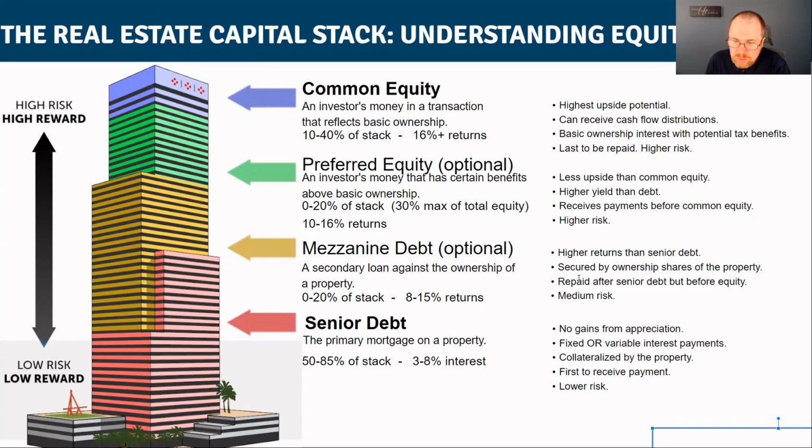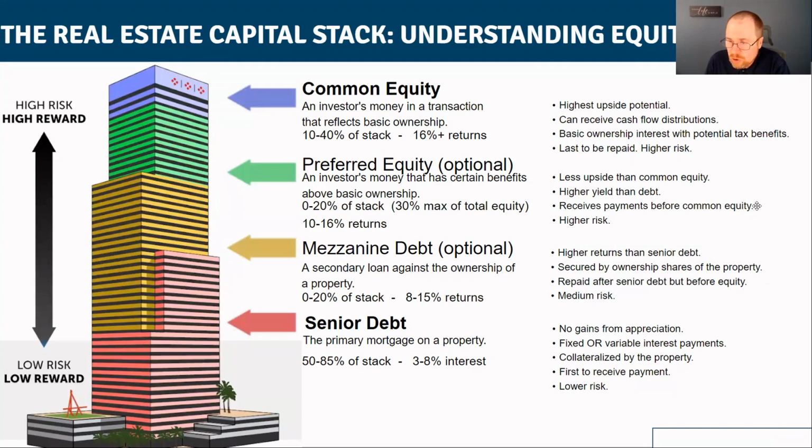So it's the same thing, mezzanine debt: higher returns than senior debt, secured by ownership. Yeah, shares of the property. I think it's more collateralized by the property. I'm not sure about this actually. But repaid after the senior debt, medium risk, higher risk for pref equity.